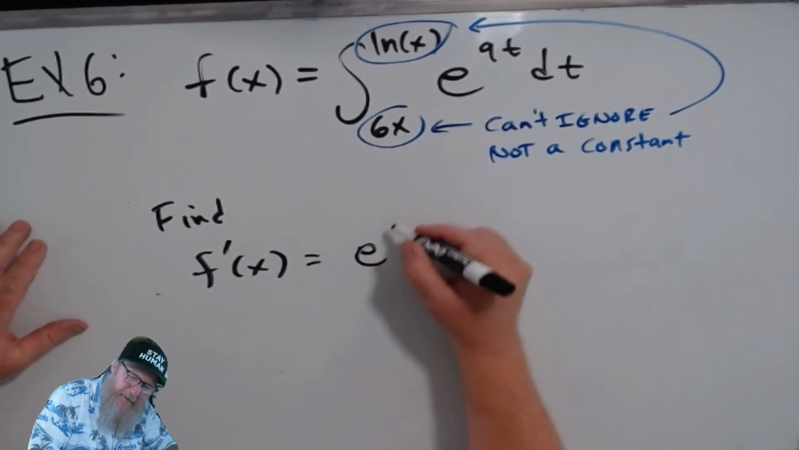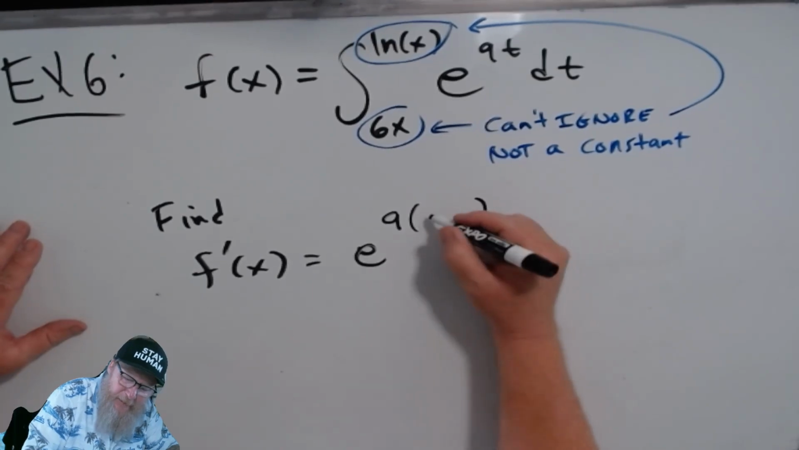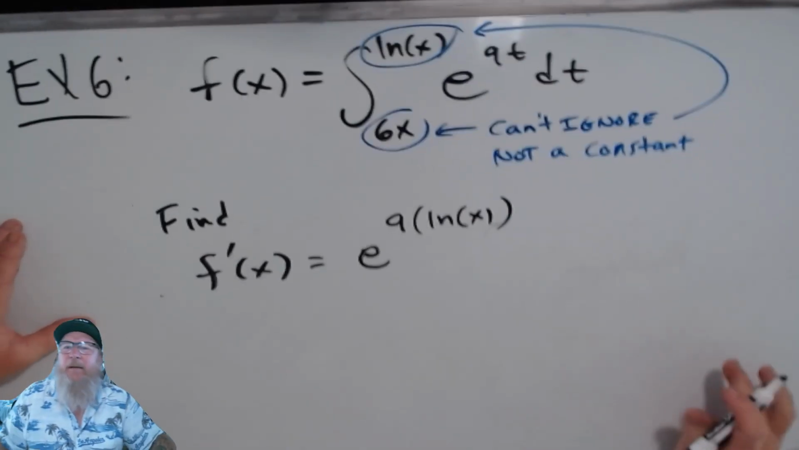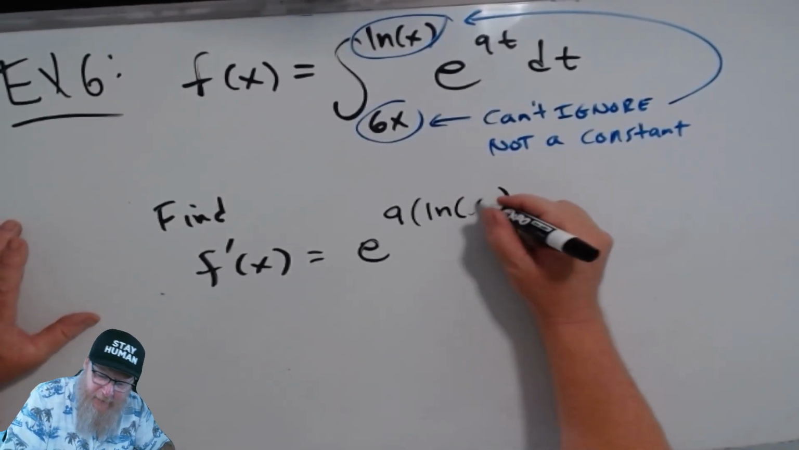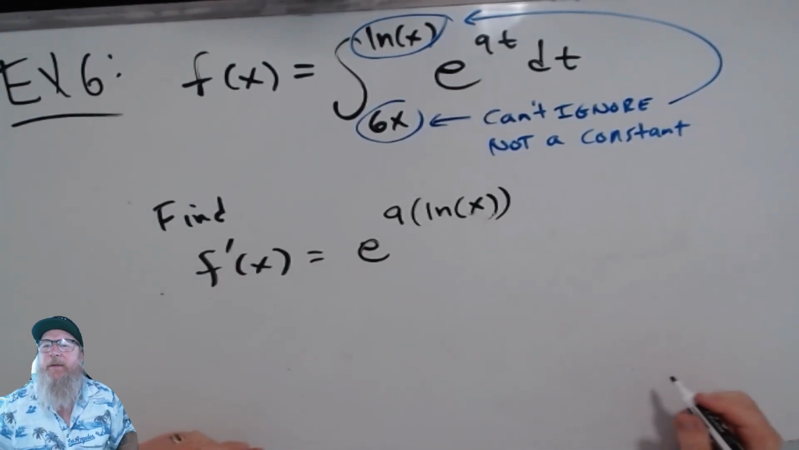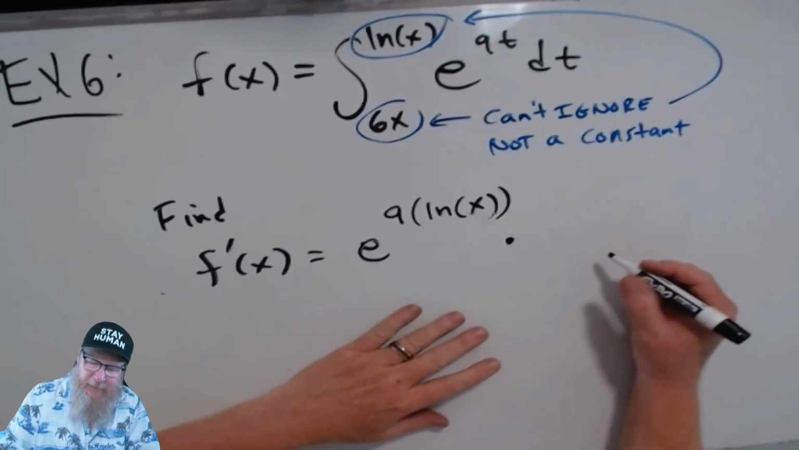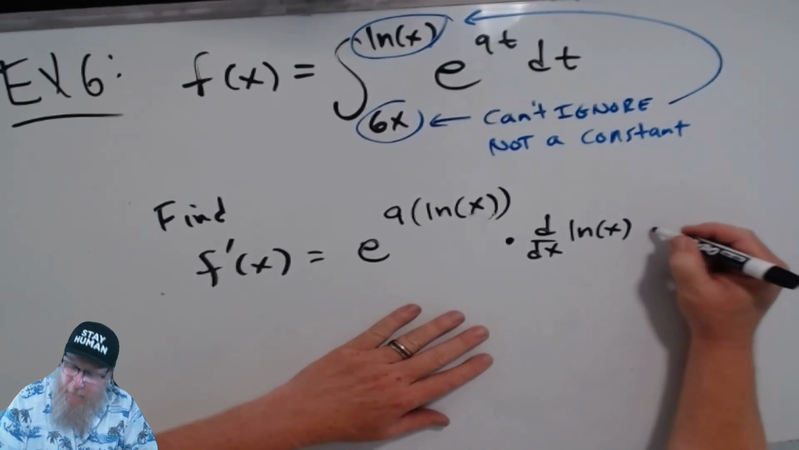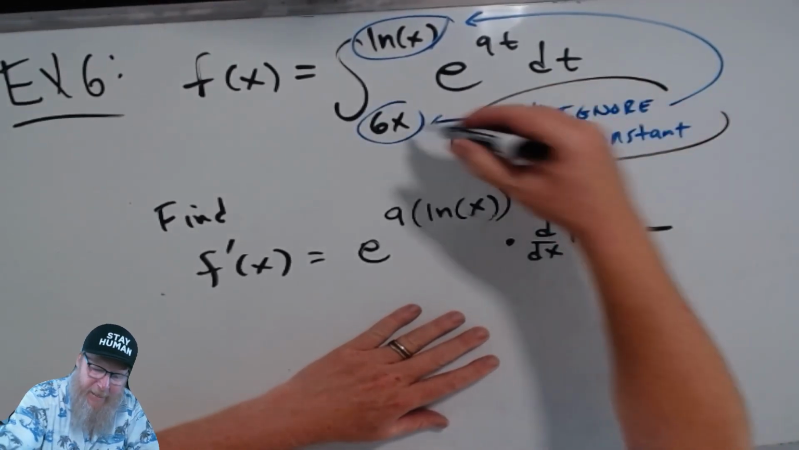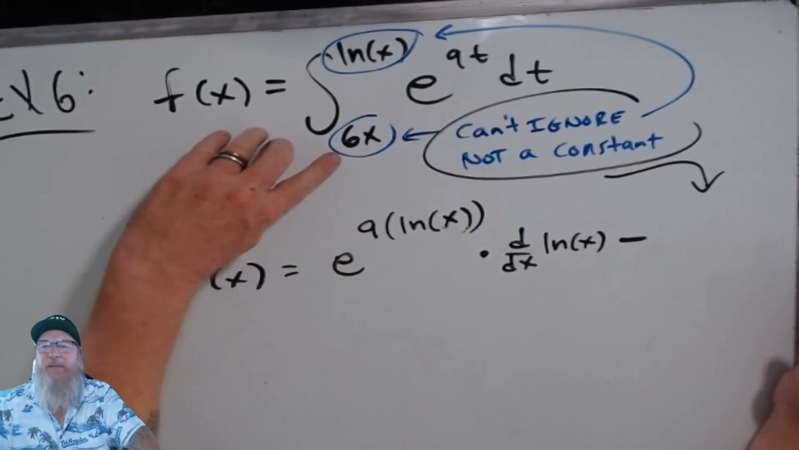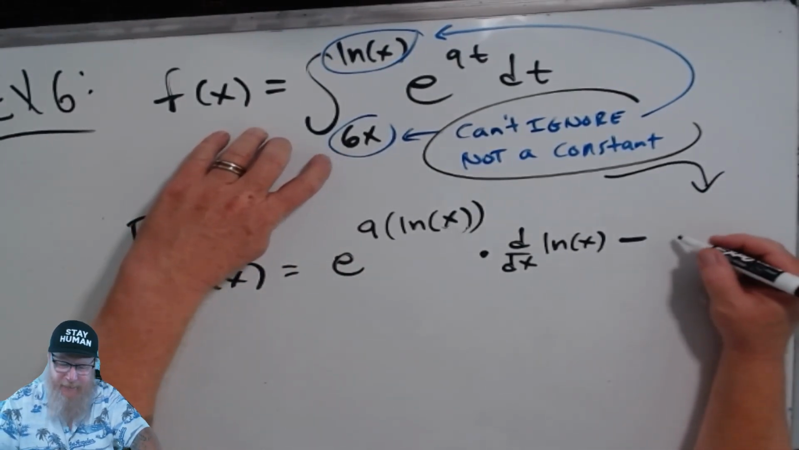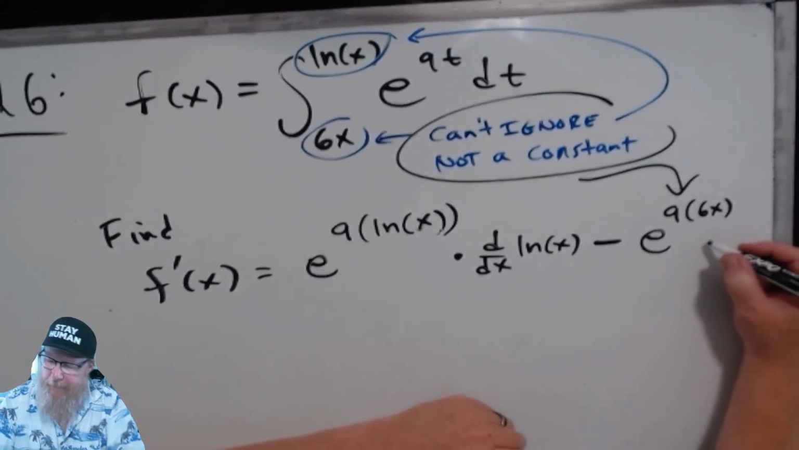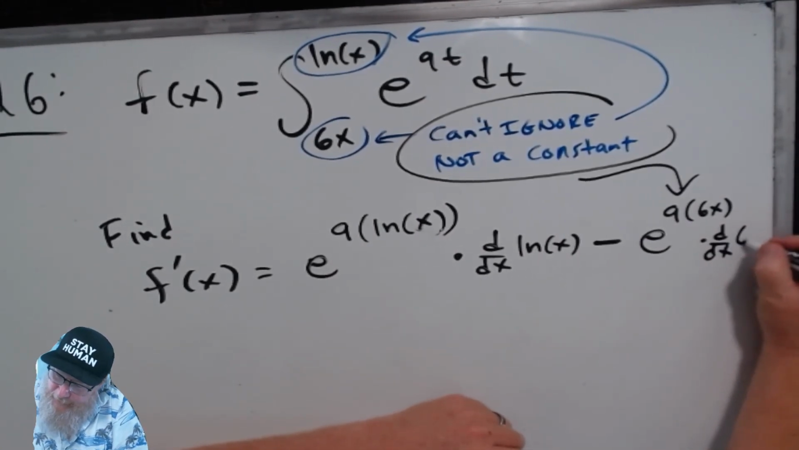So that's going to be e to the 9 ln of x. I'm using double parentheses. I could probably get rid of one of the sets in a minute, but times the derivative of ln of x, minus, we can't ignore this one now because it's not a constant. It's a variable expression, 6x. So that's going to be e to the 9 times 6x times the derivative of 6x.